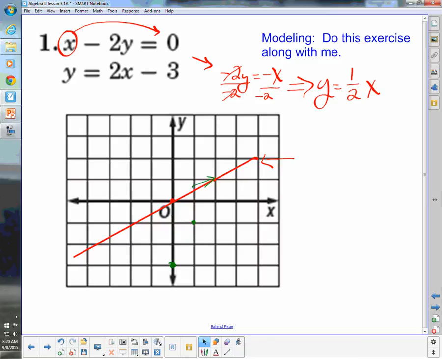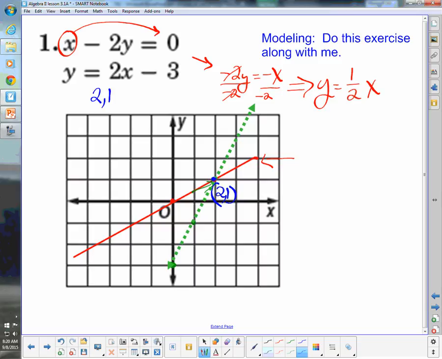Now, sometimes you get lucky and you can see exactly where they're going to cross. In this case, we did. We see that it's crossing right there, and so my solution is that point. Let's count it. Here's the origin. The x-coordinate is 2 and the y-coordinate is 1. That represents the solution to this system of equations. The solution is x is 2, y is 1.